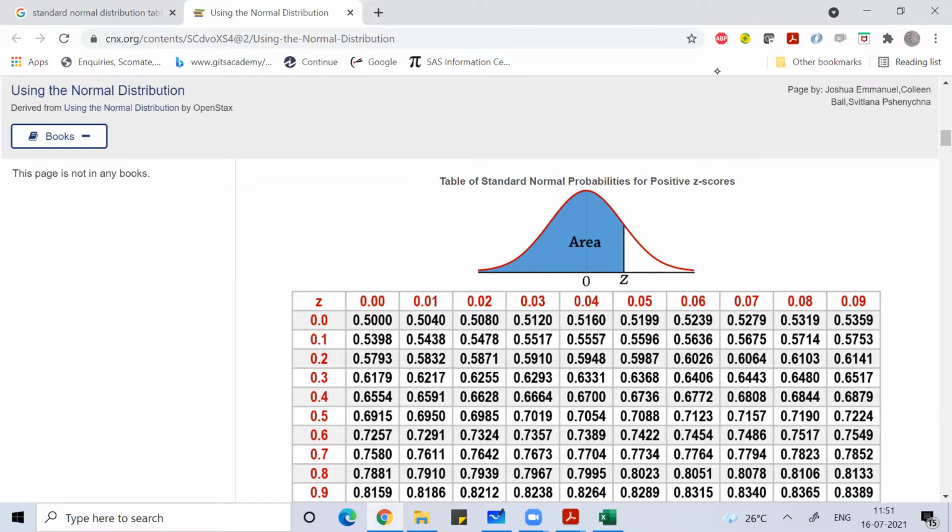Depending upon the scenario, your z value lies on the right or left hand side. If your z value lies on the left hand side, then we need to subtract from 0.5, or from the value we need to subtract 0.5. That depends upon whether our z value lies on the left hand side or right hand side of 0.